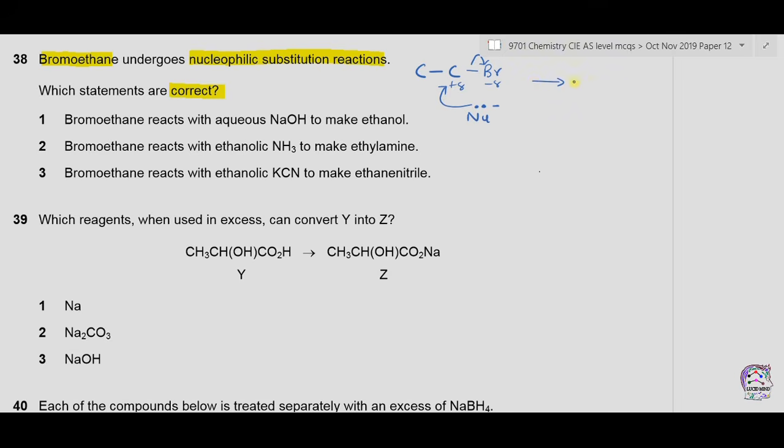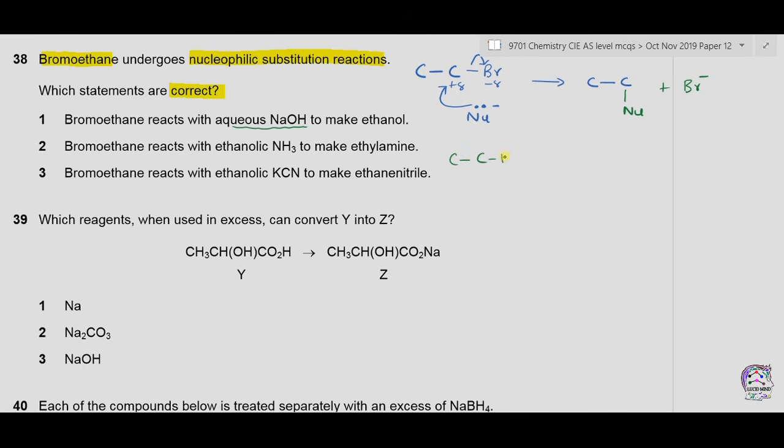So the product formed is like this. We have the nucleophile attached to the carbon atom and the bromine atom is removed in the form of a negative ion. Let's look into the options. In option 1, bromoethane reacts with aqueous sodium hydroxide to make ethanol. So the reaction will be similar to the one given.